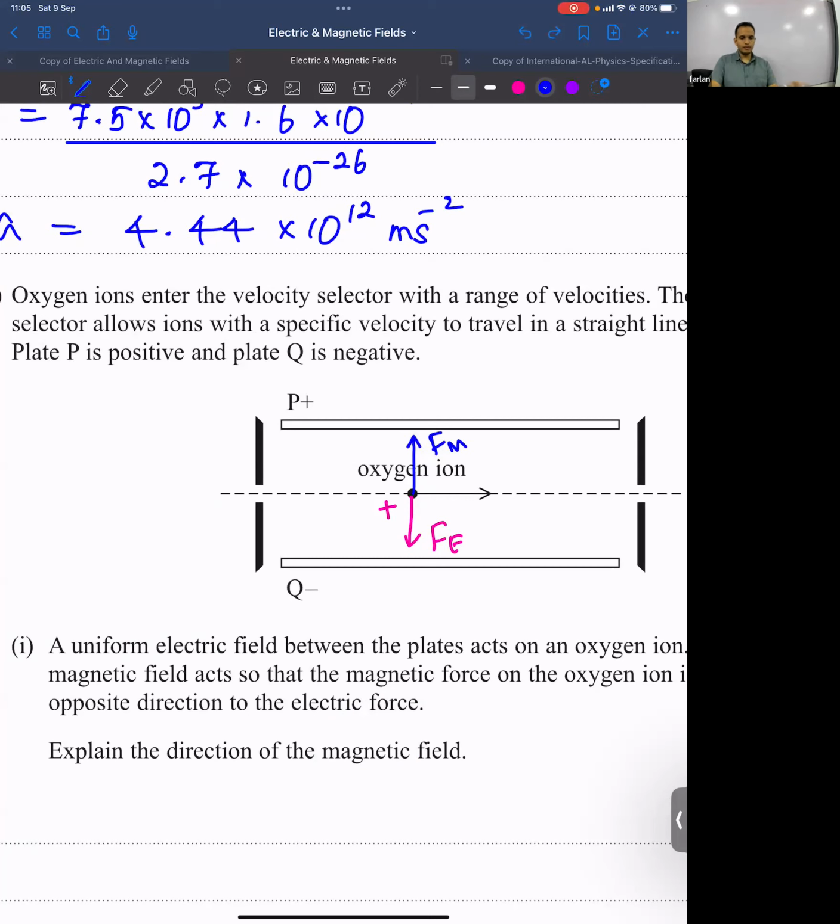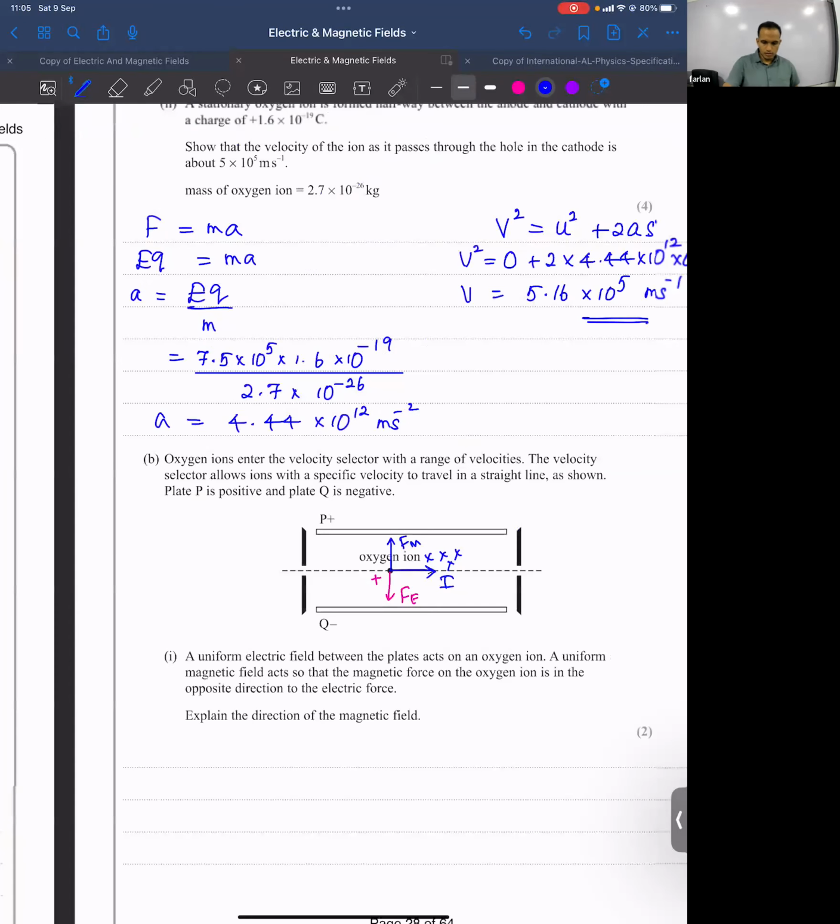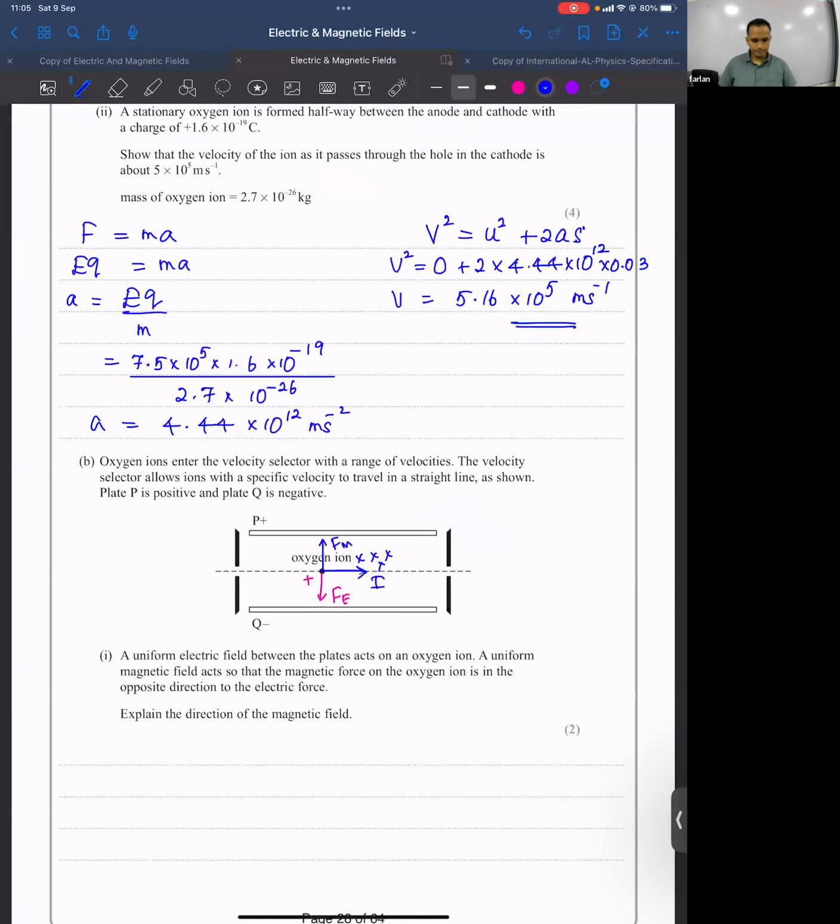Which means, now guys, a positive charge is moving to the right means the current is this way. The force is upward. There comes Fleming's left-hand rule. FBI, force is up, current is this way means magnetic field has to be into the plane of the paper. Okay, so it's a 2 marker, right under that.